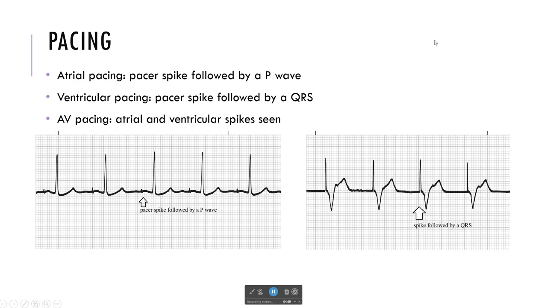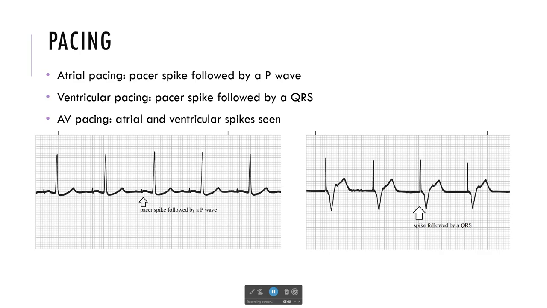Okay, so let's talk about pacing, because if I have a pacemaker, whether it's a temporary pacemaker or the patient comes in and has a permanent pacemaker, I need to know what kind of pacing. So we have three kinds of pacing. We have atrial pacing, we have ventricular pacing, or we have AV pacing, which is atrial and ventricular.